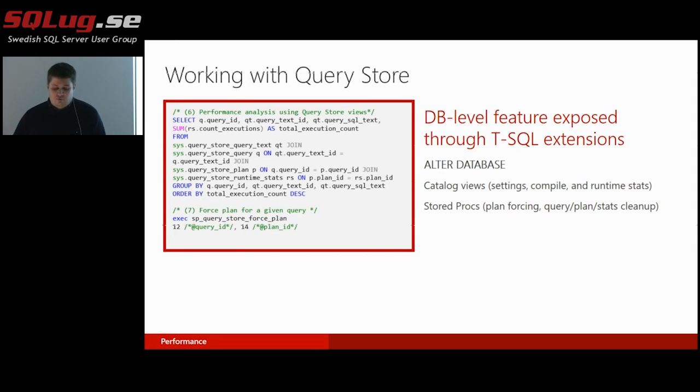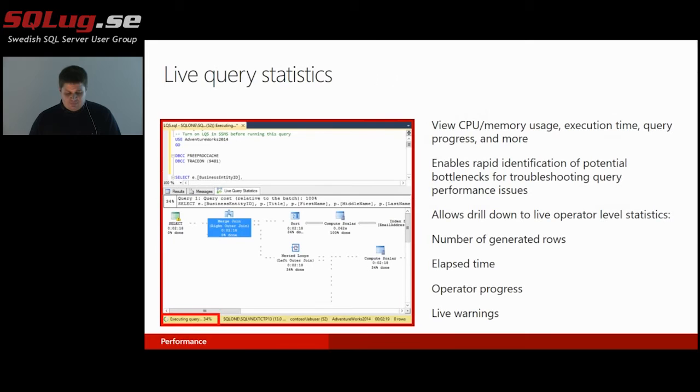So, for example, for query number 12, use plan 14. You will see this information in the reporting tool, or you can read it from the catalog views. So we have both new catalog views and some new stored procedures to handle the query store.